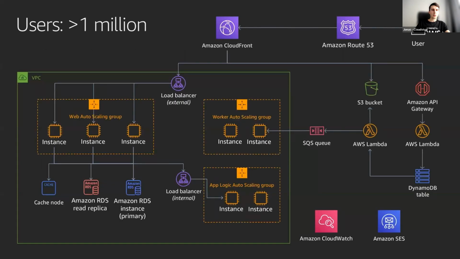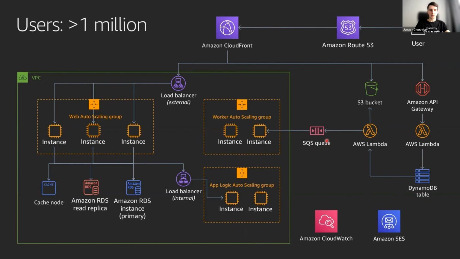So at 1 million users, our application is getting a bit interesting. What are the changes? Well, basically, we added the worker auto-scaling group. We had this before. We also have an internal network, internal load balancer. We are employing CloudWatch, sending some emails through SES.